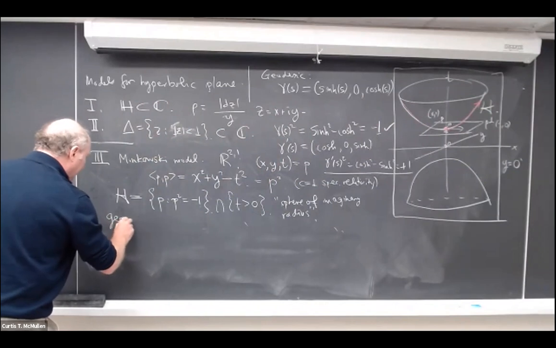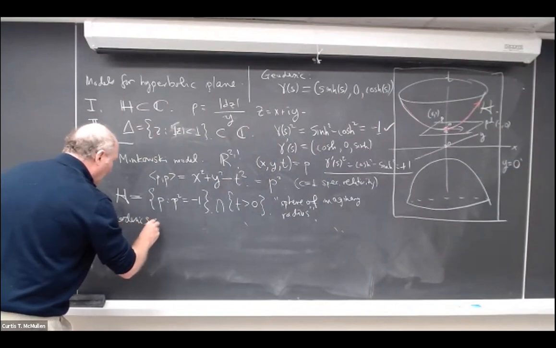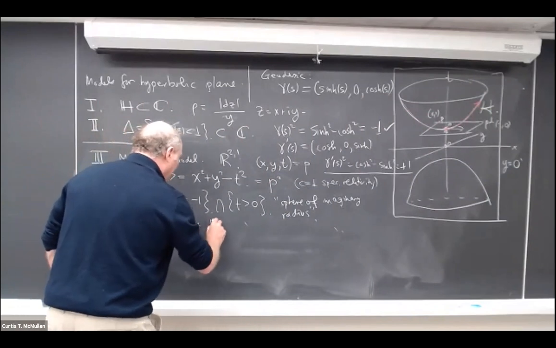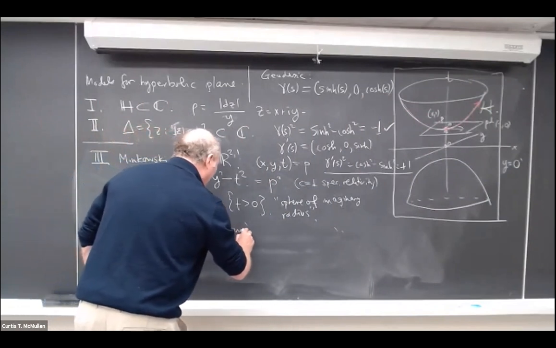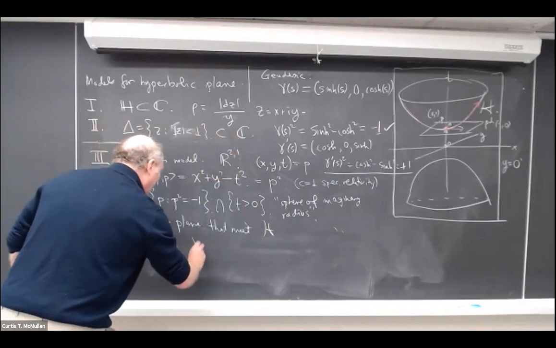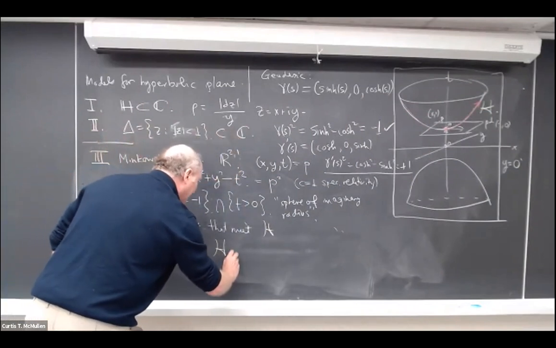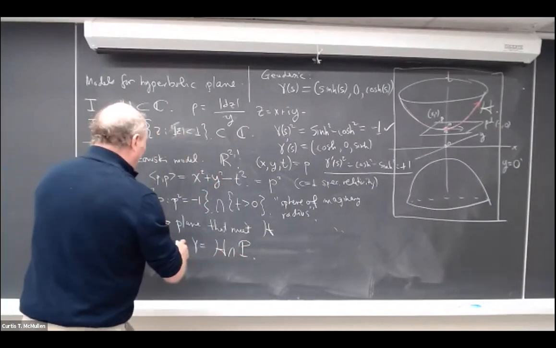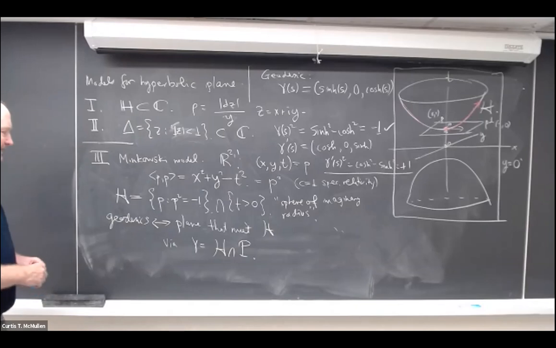The geodesics correspond to planes that meet H via gamma equals H intersect that plane. By the plane, I mean a plane through the origin, a subspace of R^{2,1}.